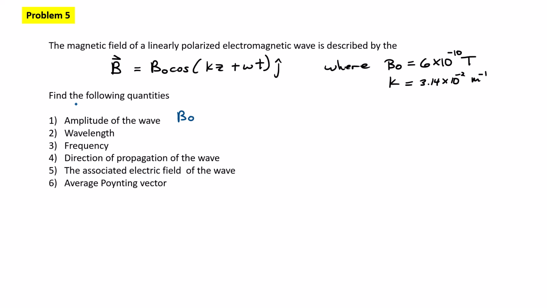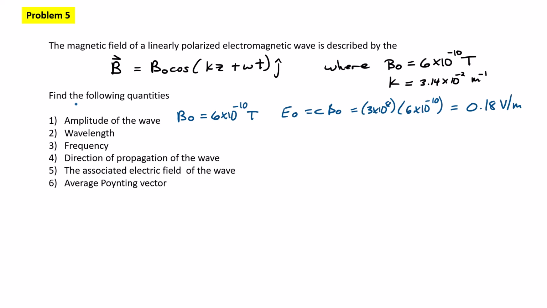Now, if you wanted to, you can also find the corresponding amplitude of the electric field, because I know that the electric field amplitude is related by this expression. So here we would do 3 times 10 to the 8, the speed of light, multiplied by 6 times 10 to the minus 10 Tesla. I'll put those numbers in the calculator, and we should get something on the order of 0.18 volts per meter. That's the magnitude of the electric field.